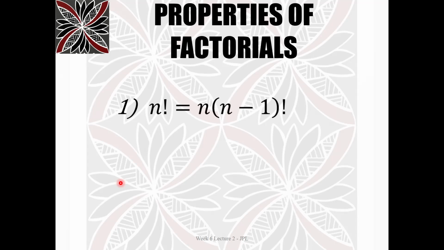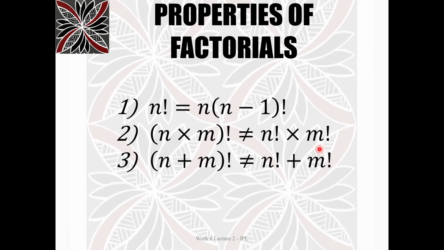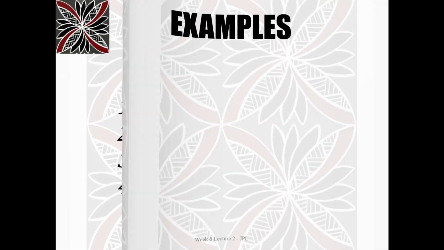Some properties of factorials. This is a property: n factorial is the same as n multiplied by n minus 1 factorial. But this is not a property. You cannot distribute the factorial like this. n times m, bracket factorial, is not the same as n factorial times m factorial. This also applies to addition. You cannot distribute. And also with minus. So please be aware that factorial doesn't follow the standard rules of addition and multiplication of numbers.